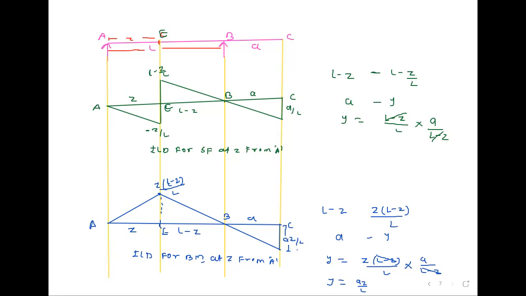Yes, online students, please respond here. Yes, ma'am. Okay. So we will solve a numerical. Please write down the question. Draw ILD for overhanging beam at 5 meter from A.